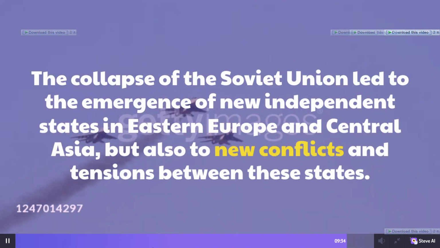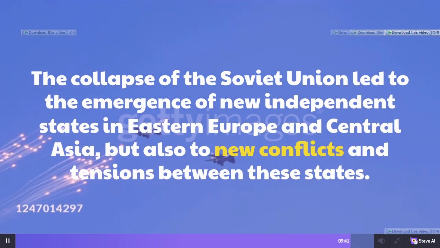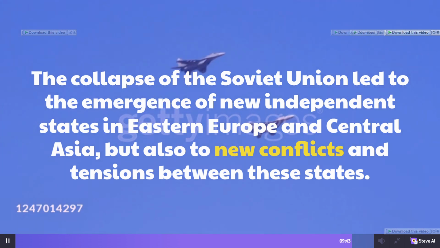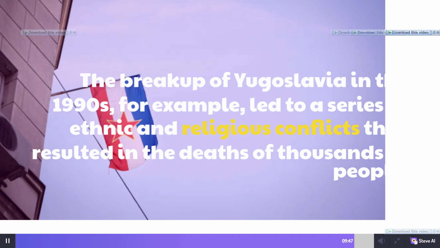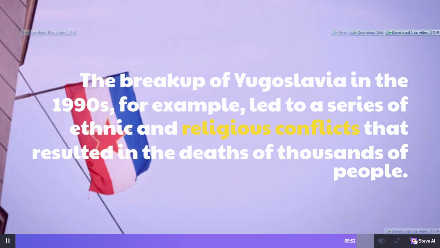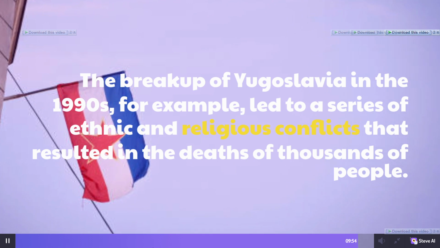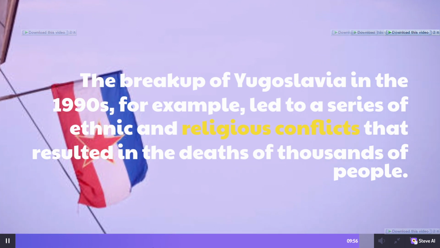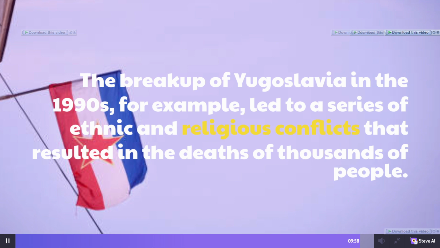The collapse of the Soviet Union led to the emergence of new independent states in Eastern Europe and Central Asia, but also to new conflicts and tensions between these states. The breakup of Yugoslavia in the 1990s, for example, led to a series of ethnic and religious conflicts that resulted in the deaths of thousands of people.